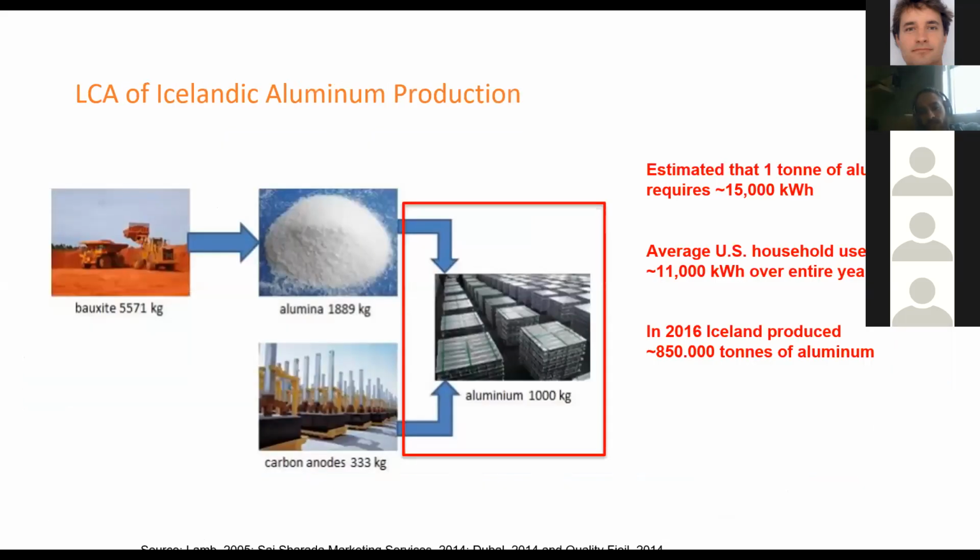And so when you're looking at the LCA, it's estimated that 1 ton of aluminum requires 15,000 kilowatt hours. And if you think that the average US household uses 11,000 kilowatt hours over the entire year, and the US produced 850,000 tons of aluminum, you can see how that math means a lot of electricity being used, and why it's important to think about where that electricity is coming from.